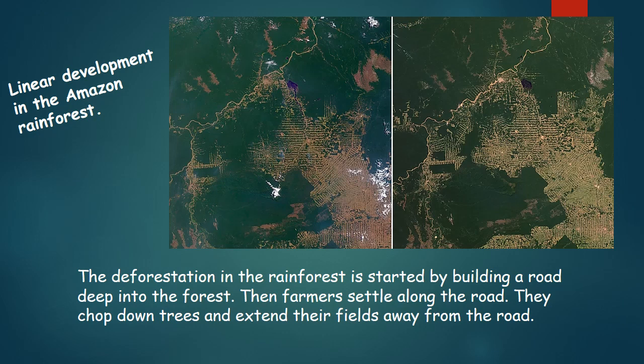So now this picture shows the linear development in the Amazon rainforest. This is completely the aerial view and the topo sheet view. The deforestation in the rainforest is started by building a road deep into the forest. Then farmers settle along the road. They chop down the trees and extend their fields away from the road. So in this way, this is getting developed here near the Amazon rainforest.